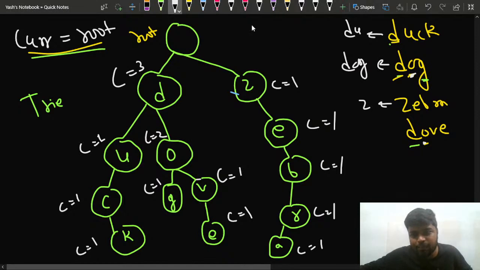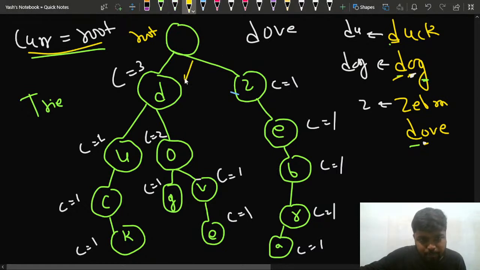Now I'll move to dove. If I talk about this particular word dove, I move down to D. D has a count of 3, so that means the number of words having D as the first alphabet is 3. So I cannot represent dove with D. Now I move to O. The count of O is also 2, so I cannot represent it with O as well. So DO cannot represent dove because it will match with dog as well. That will create confusion.